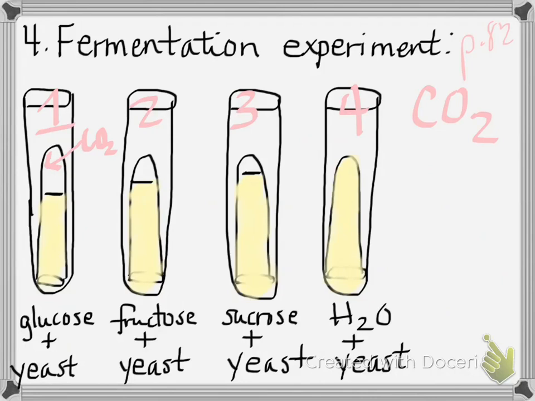Now, we all understand why number 4 didn't ferment very well. How come number 4 did not ferment very well? It was water. Because it was water. Can you use water for energy? No. But you can use sugar for energy. Why did sucrose perform poorly? Because it's a disaccharide. What does the yeast have to do before it can use the sucrose?